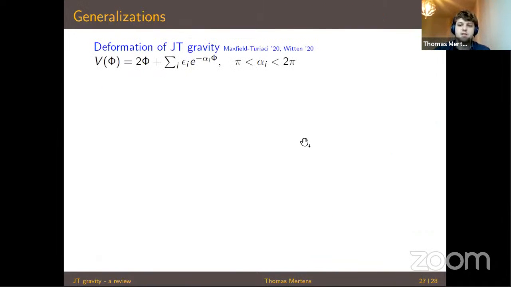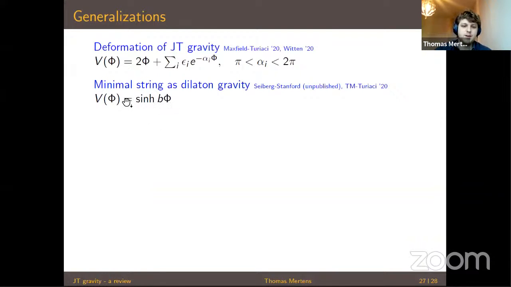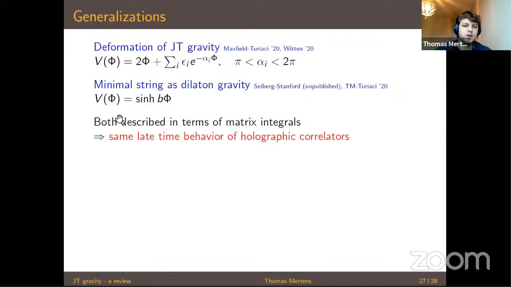As a final comment, there are generalizations of JT gravity you can study. So in the past year, there have been studies of deformations of JT gravity, where you add to the linear dilaton potential these kinds of exponentially damped contributions. You can also study the older minimal string theory as a dilaton gravity, which leads to a dilaton potential which is a hyperbolic sine function. Both of these can be shown to be described also in terms of matrix integrals, which means you expect the same kind of explanations for the late time behavior, so slope, ramp, plateau of holographic correlators.